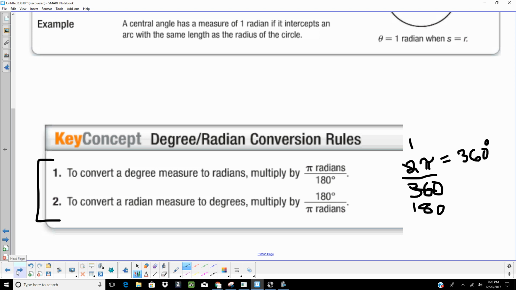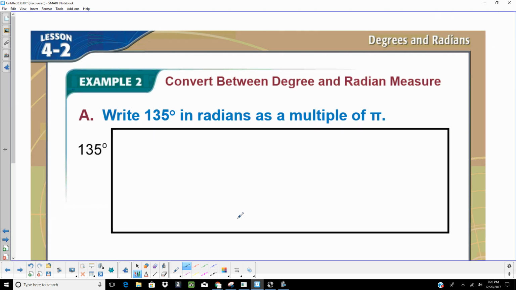Let's go ahead and do a couple examples. On this one, I want to write 135 degrees in radians as a multiple of pi. When it says it wants it as a multiple of pi, pi is going to be in our answer. That means we want it exact. We don't want it rounded. We don't want to take pi as 3.14.